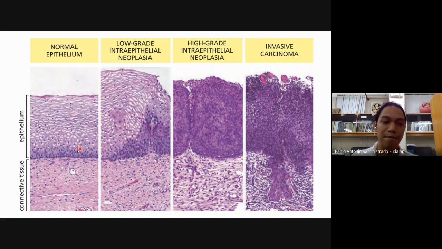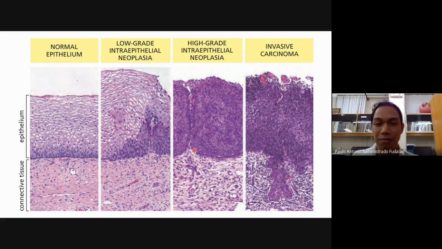Here's a micrograph. So this is a picture, no? On the left is a normal epithelium. You can see the basal lamina here. Then in the middle we can see a tumor. But this could be benign.